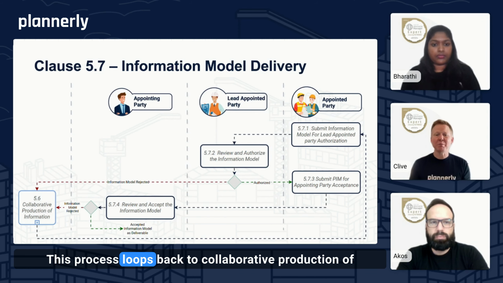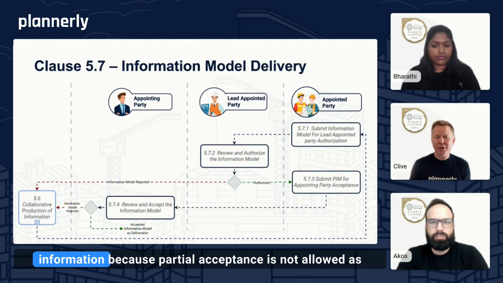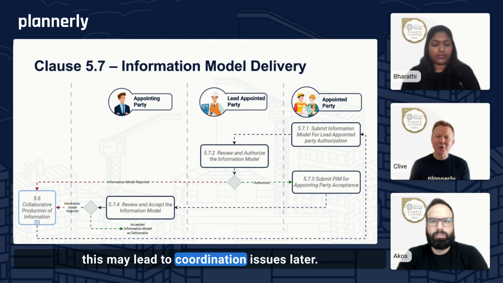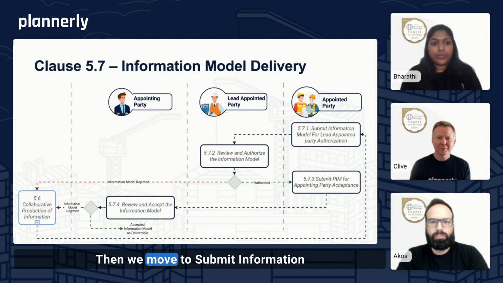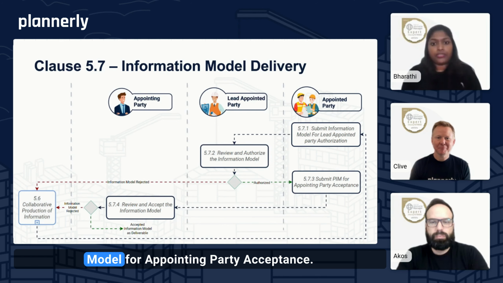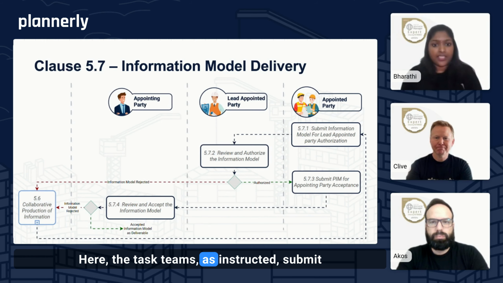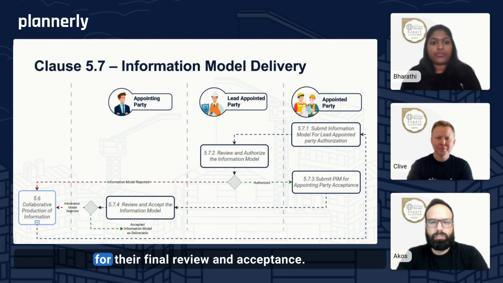This process loops back to collaborative production of information because partial acceptance is not allowed, as this may lead to coordination issues later. Then we move to submit information model for appointing party acceptance. Here the task teams, as instructed, submit the authorized model to the appointing parties for their final review and acceptance.